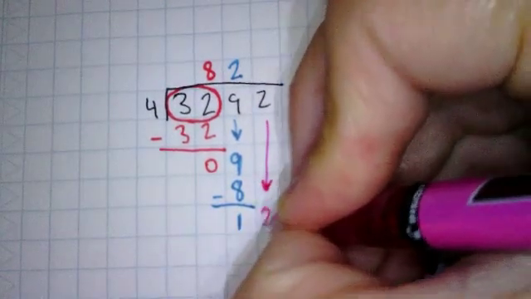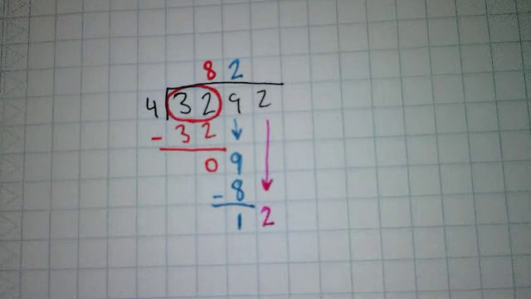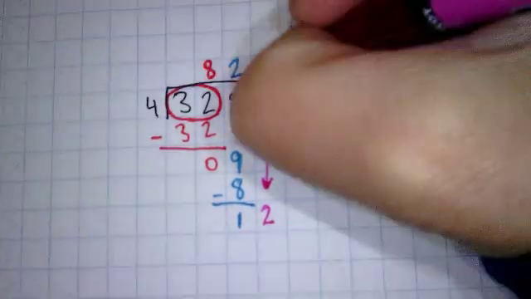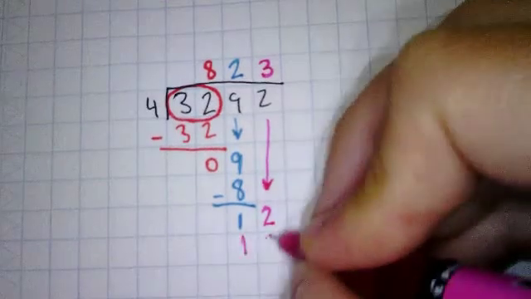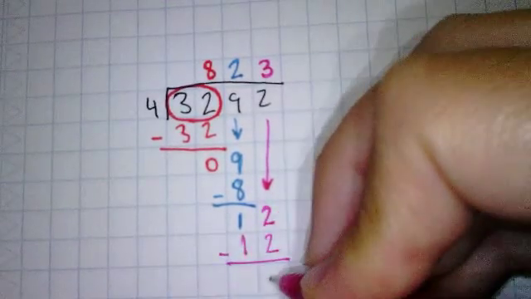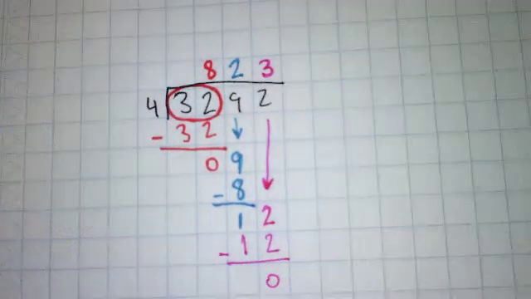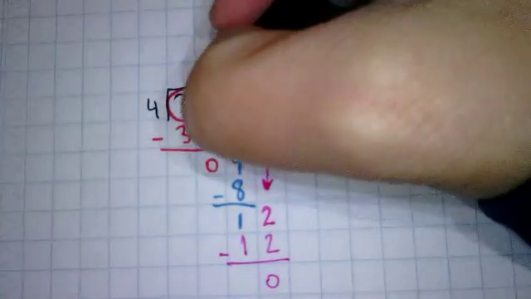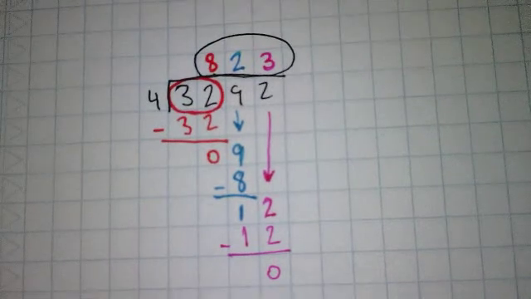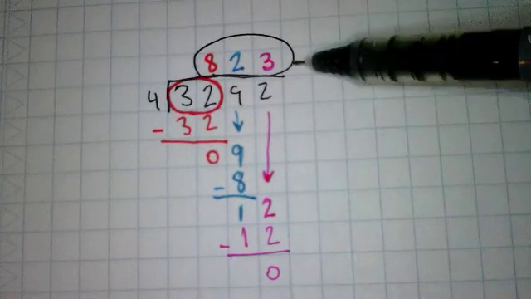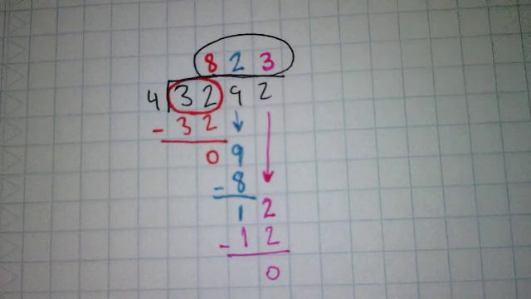So what number do I have here now? 12. How many times does 4 go into 12? Henry? 3 times. I like it. What's 3 times 4? It is 12. So when I subtract, I get 0. Do I have anything else to bring down? Nope. So 823 is my answer. No remainders. And if there's no remainder, I don't need to write remainder 0. I just write nothing up here. I do not need to write remainder 0.